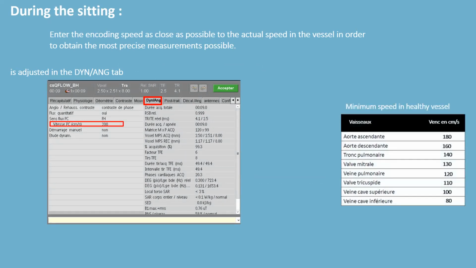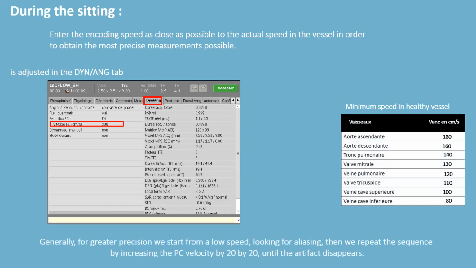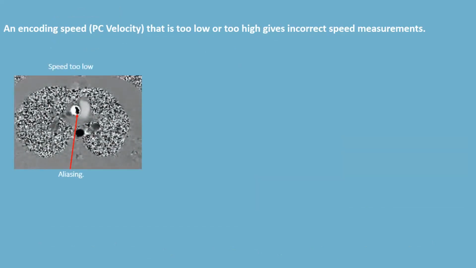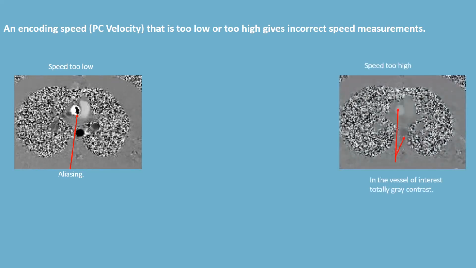There are here some parameters, or some speeds, for different vessels. Generally, for great precision, we start from a low speed, looking for the aliasing. Then we can repeat the sequence by increasing the velocity by 20 each time, going forward by this step until the artifact disappears. An encoding velocity that's too low or too high gives an incorrect speed measurement, which gives us the aliasing. Here there is a speed too high, and here a speed too low.